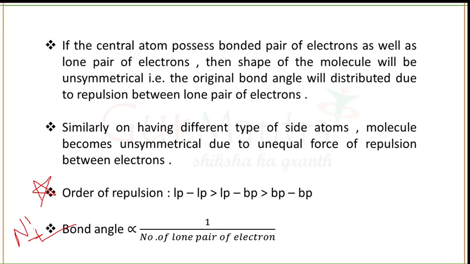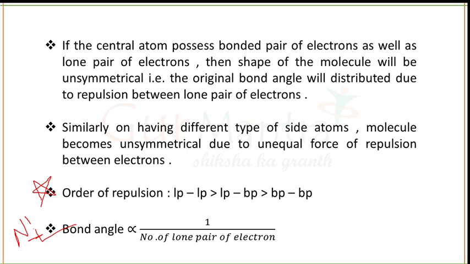If the central atom possesses a bonded pair of electrons as well as a lone pair of electrons, meaning the central atom in a particular molecule has both types of electron pairs, bonded pairs as well as lone pairs, then the shape of the molecule will be unsymmetrical. That is, the original bond angle will be disturbed due to repulsion between lone pairs of electrons.